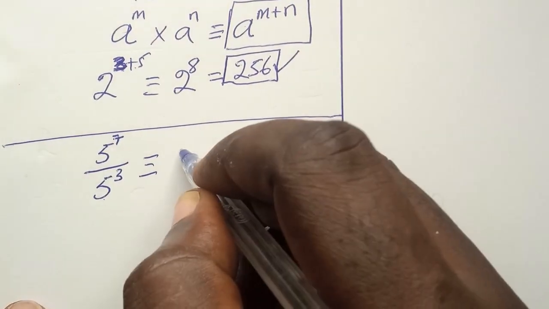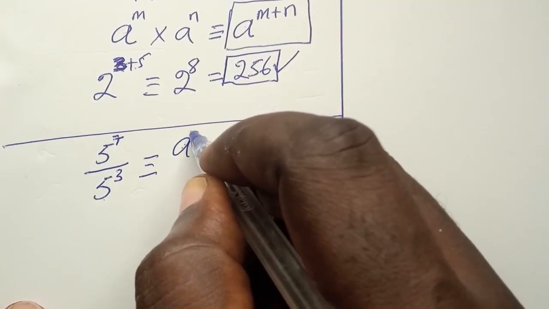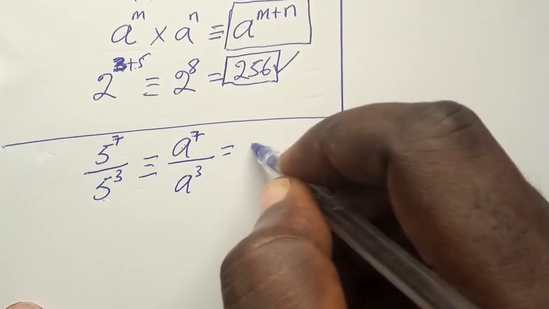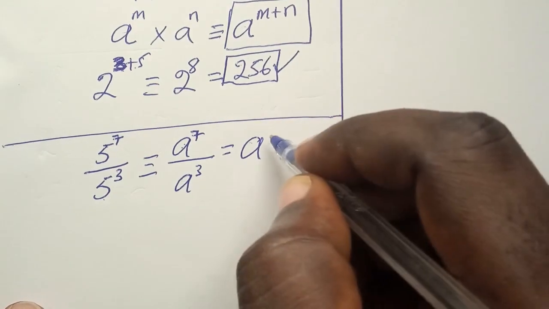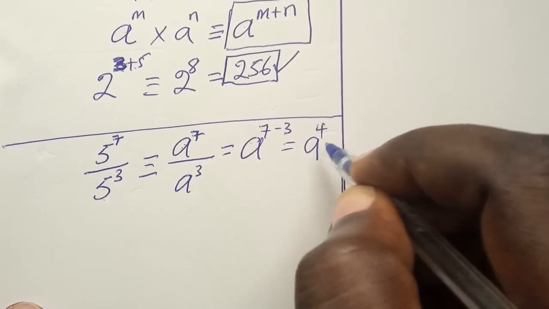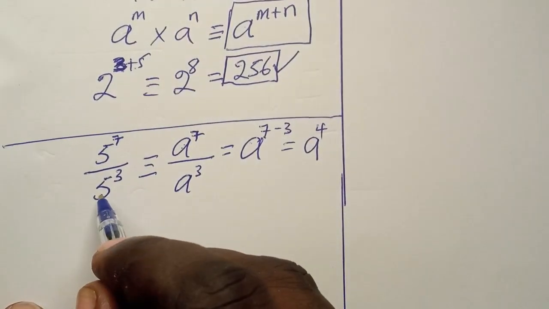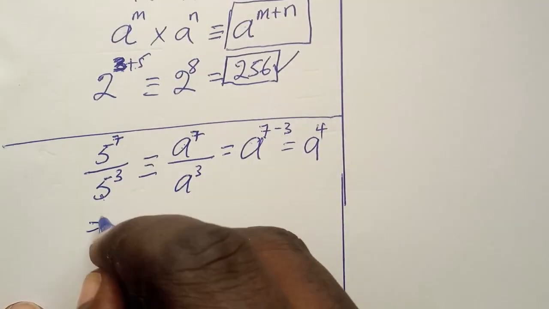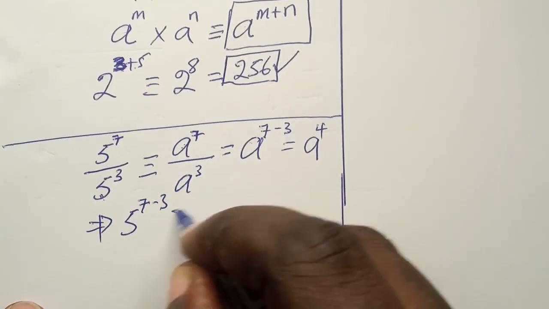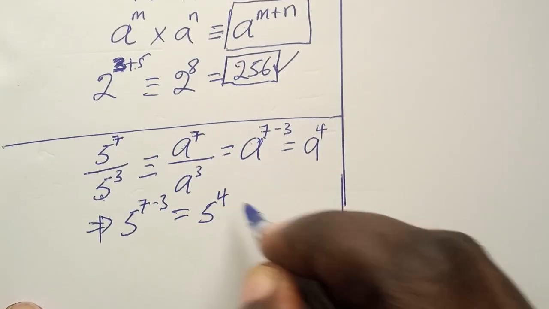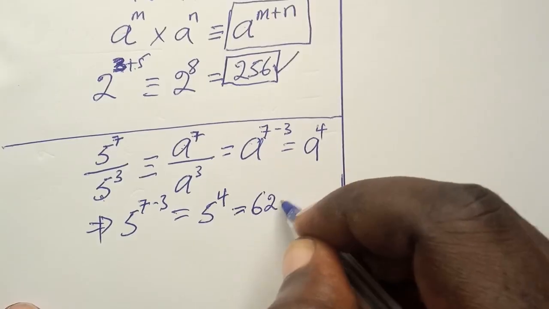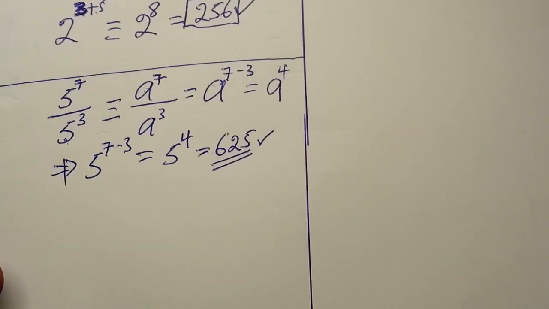This is the same as a raised to the power 7 divided by a raised to the power 3, which is equal to a, taking the base and using 7 minus 3, which is a to the power 4. That is 7 minus 3 is 4. It applies the same here. So we have 5 here. This implies that 5 raised to the power 7 minus 3 is equal to 5 raised to the power 4. And 5 raised to the power 4 is equal to 625. So that's the correct answer. Let's try the next one.